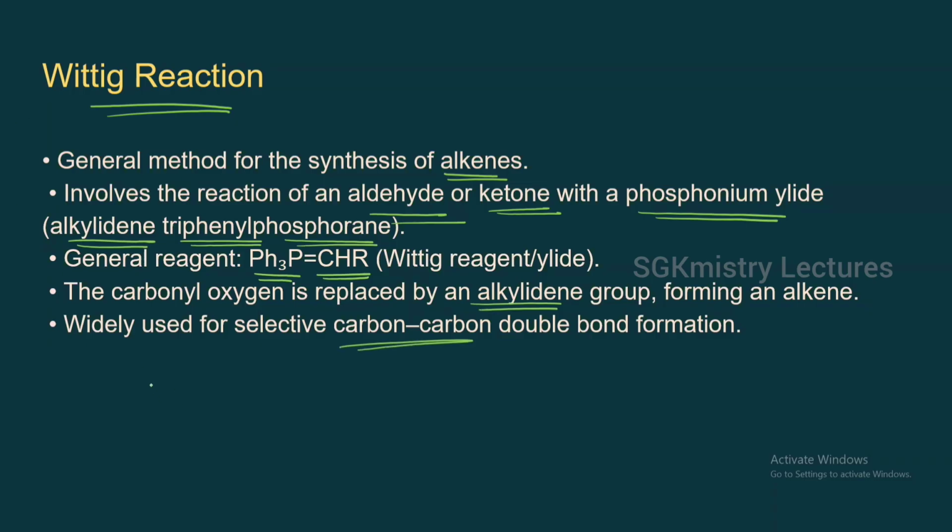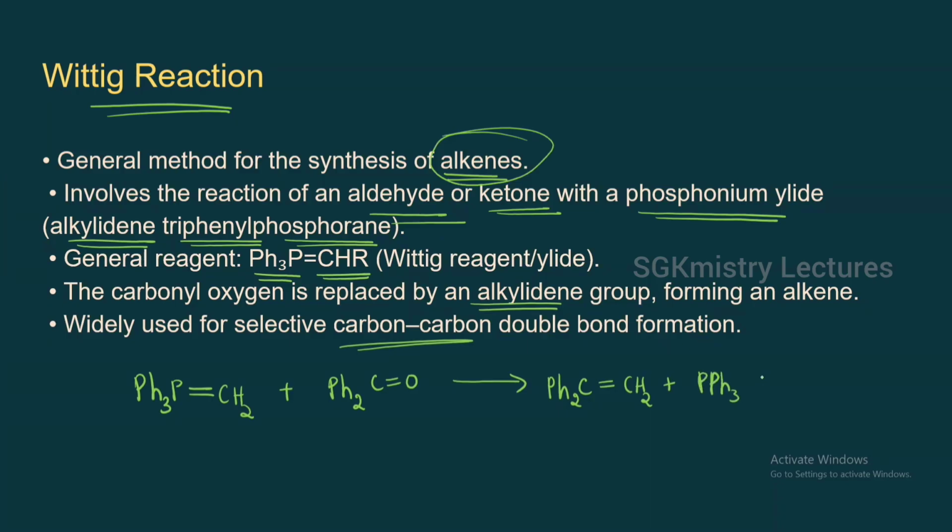So let us take the general reaction. Ph3P, that is alkylidene triphenyl phosphorane, double bond CH2, is taken. Along with that, you're going to take the aldehyde or the ketone. So let us take Ph2C double bond O, the ketone here. You're going to get Ph2C double bond CH2, because finally we're going to get the alkenes, right? The general method of preparation of alkenes. So we get the alkene, and along with that, Ph3P double bond O as the byproduct.